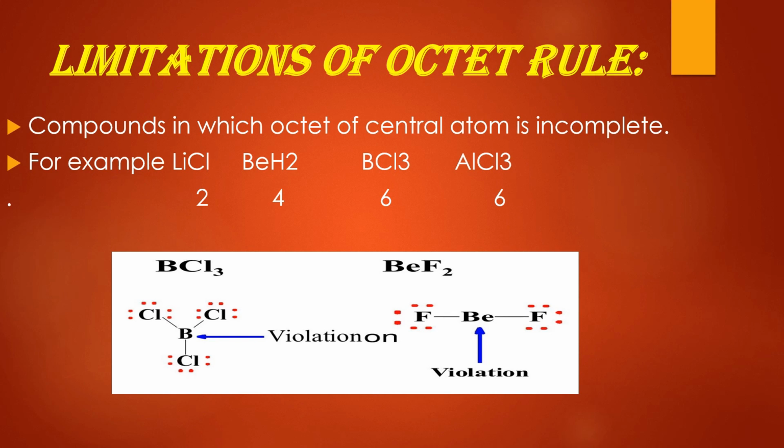We know what is octet rule, that each element tends to complete its octet with 8 electrons, and for this it may donate or accept or share electrons, and this is called octet rule. Now there are some exceptions of octet rule. Some compounds are there in which the octet of the central atom is incomplete, meaning maybe less than 8 electrons or maybe more than 8 electrons are there. So first I am taking the example of incomplete octet, that is less than 8 electrons.